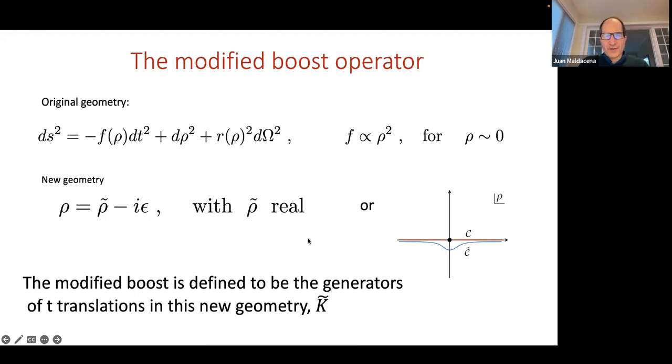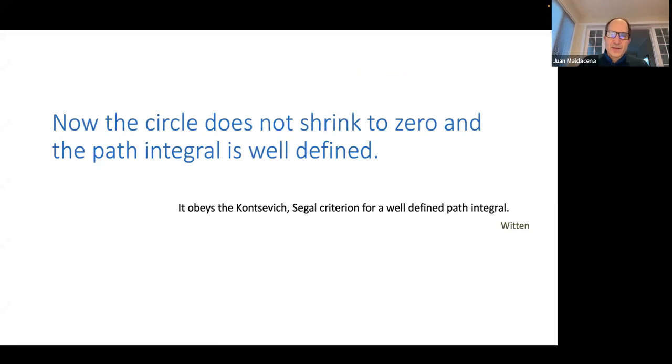So they define a modified boost to be the generator of t translation in this new geometry, and we're going to call that K tilde. Again, the idea is that the true geometry is the one with this i epsilon prescription. Now the circle does not shrink to 0, and the path integral is well defined. In fact, it obeys the Kontsevich-Segal criterion for a well-defined path integral.